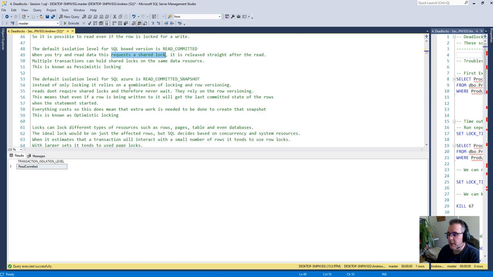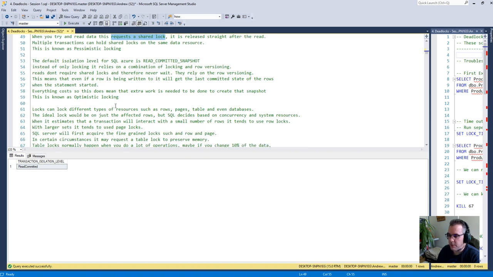The default isolation level for SQL Azure is read committed snapshot. Instead of only locking, it relies on a combination of locking and row versioning. So reads don't require shared locks and therefore never wait. They rely on row versioning. This means that even if a row is being written to, it will get the last committed state of the row when the statement started. Everything costs, so this does mean that extra work needs to be done to create the snapshot, and this is known as optimistic locking.